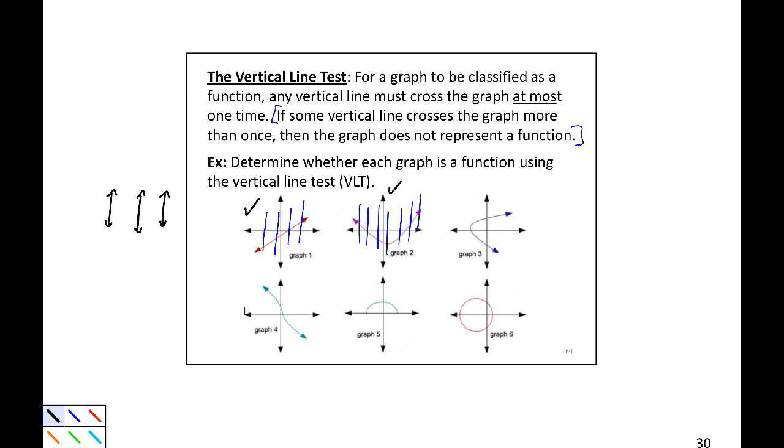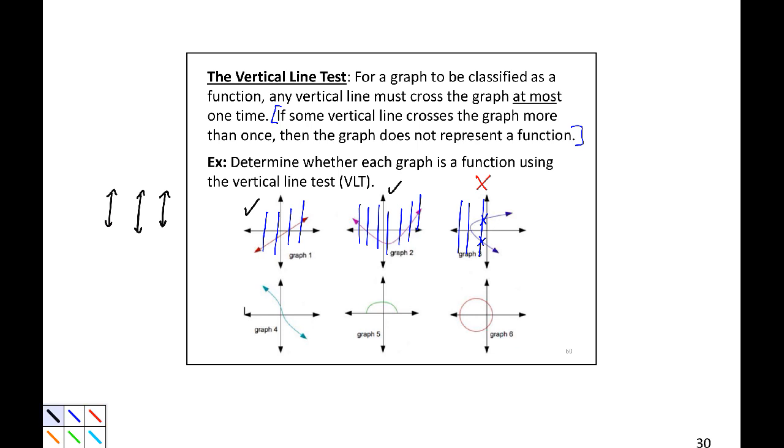Now, I often actually call this, if you could see my hands, the pencil test, because I like to use my pencil as a vertical line and sort of slide my vertical line across my graph, and then I can see very easily when it crosses more than once. With graph 3, okay, I can't cross it there. Oh, there we are. We have got 2 places where we cross that graph, so I don't have to look any further. If I can do this one time in any place, then this is not a function.